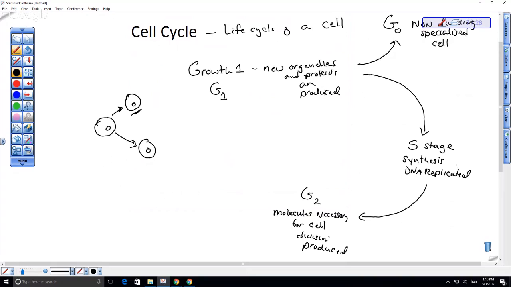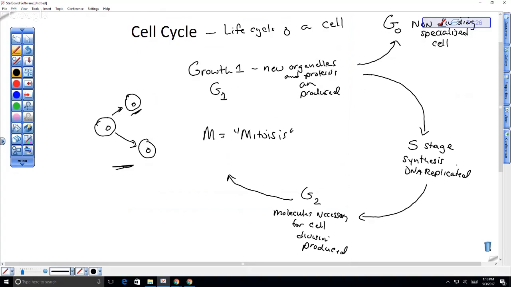From G2, it could go to M. So M stands for mitosis. So this is mitosis that I just drew here, right? That's taking one parent cell and producing 2 identical daughter cells. So the G1, S, G2, and M are all part of the cell cycle. G sub 0 is if they leave the cell cycle at any given point in time.